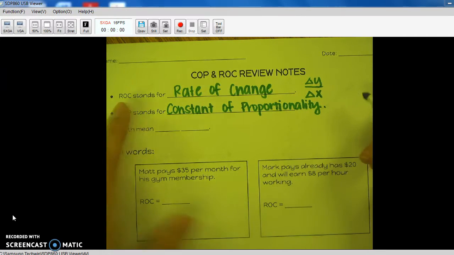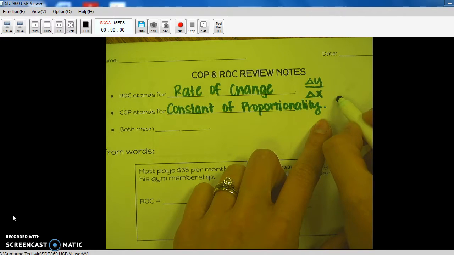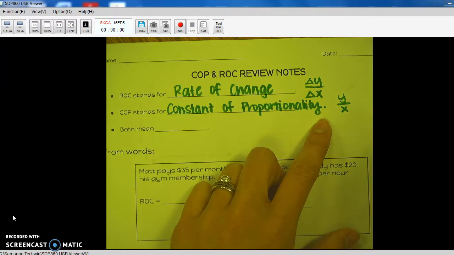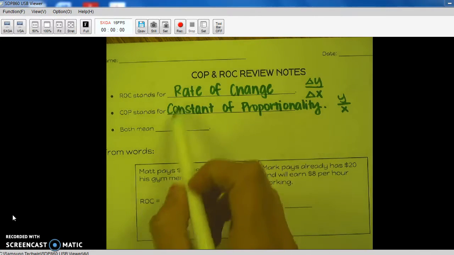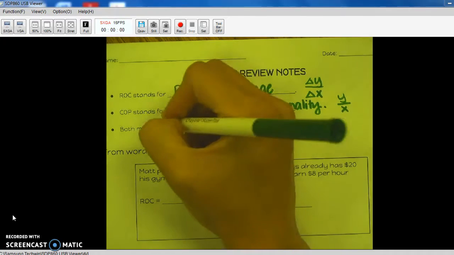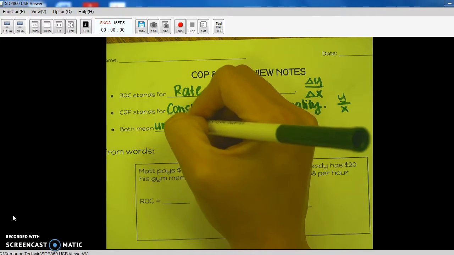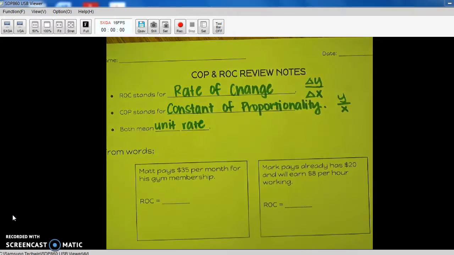And constant of proportionality is, remember, where we just divide y by x. One y value divided by one x value. And remember, we can only do that if it's a proportional relationship. So we'll review what that means in just a second. But both of these mean unit rate. So remember, if you find the rate of change or if you find the constant of proportionality, either one, you have found the unit rate, the amount for one item.